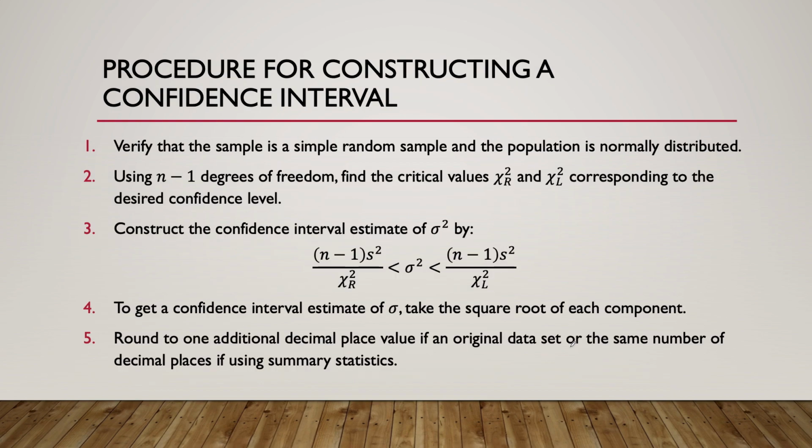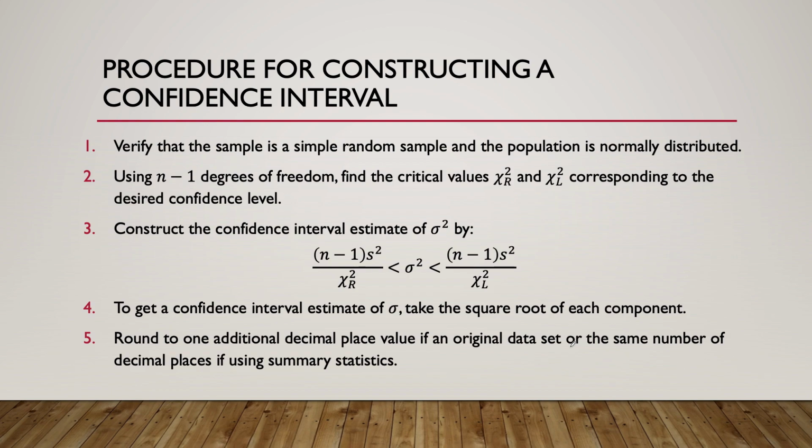So the procedure that we would need to follow, we would verify that the sample is a simple random sample and the population is normally distributed. Using n minus 1 degrees of freedom, we could find the critical value chi-squared to the right and chi-squared to the left, corresponding to the desired confidence level, and construct the confidence interval estimate for the population variance by taking n minus 1 times the sample variance divided by the chi-squared to the right, and n minus 1 times the sample variance divided by chi-squared to the left.